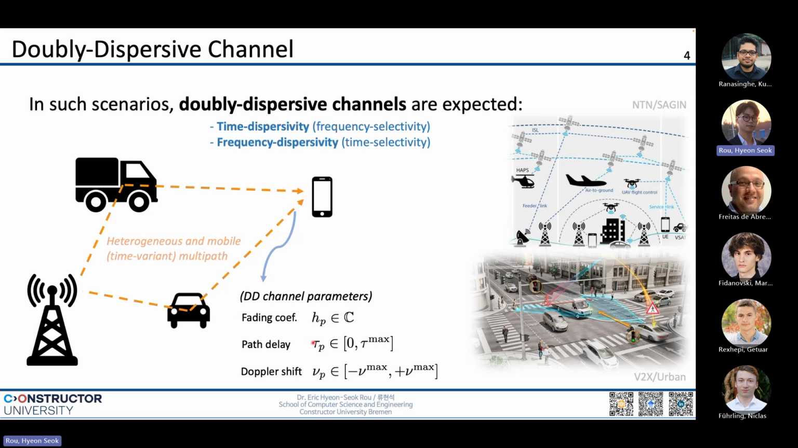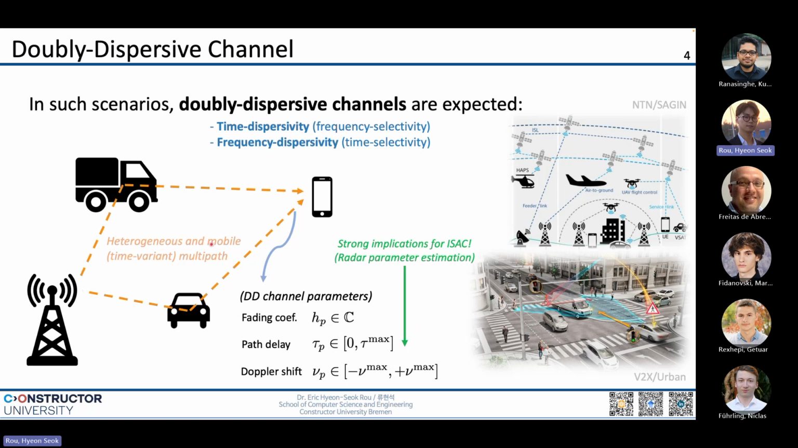So Doppler shift, sorry, tau delay, path delay by this tau, which is from 0, of course, no delay, to some maximum delay, tau max. And then we also have a Doppler shift due to the velocity of the target, which is denoted by this nu of p. This p is for each p path, so there will be multiple paths. And the Doppler shift, because the velocity can be both negative and positive depending on the direction with respect to the observer, we can also have some negative maximum Doppler and a positive maximum Doppler.